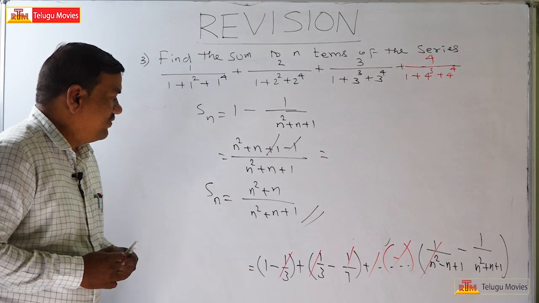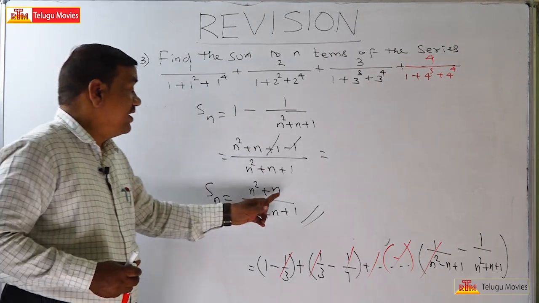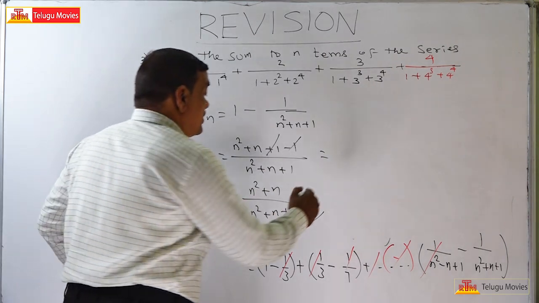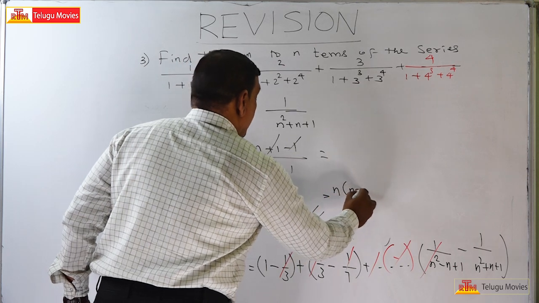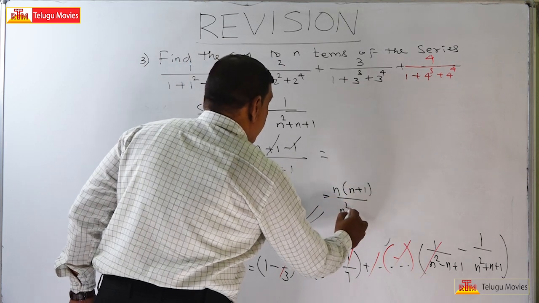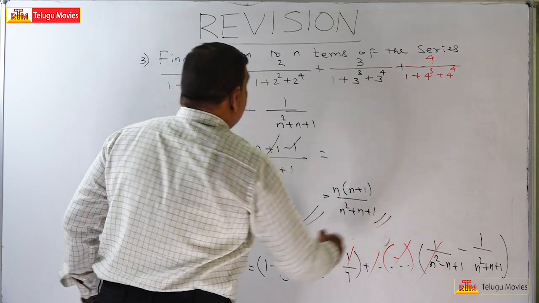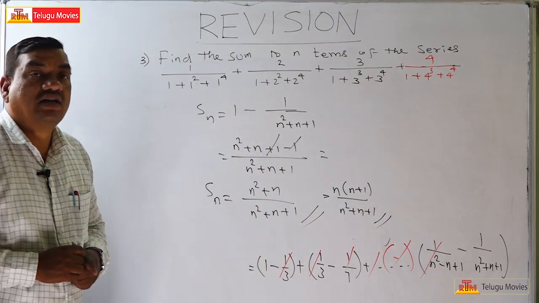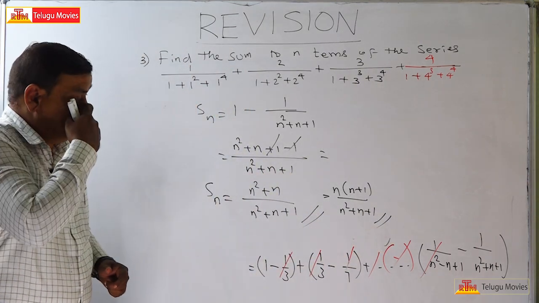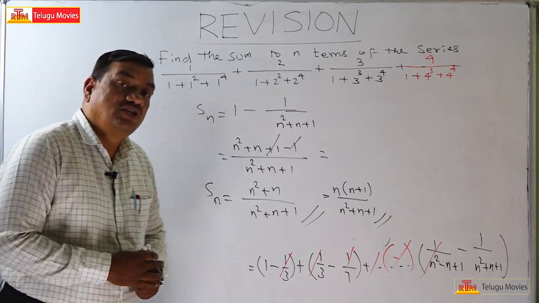So, any more simplification? Nothing. Otherwise, maybe you can take n common outside. You can write it like this: n into n plus 1 by n square plus n plus 1. This will be the sum to n terms of the given series. Okay, right. I hope that you understand this solution.